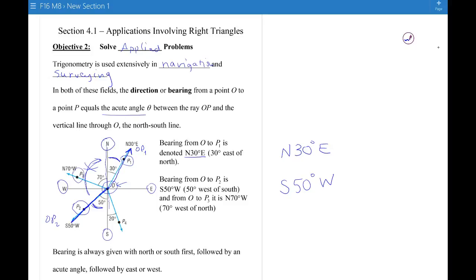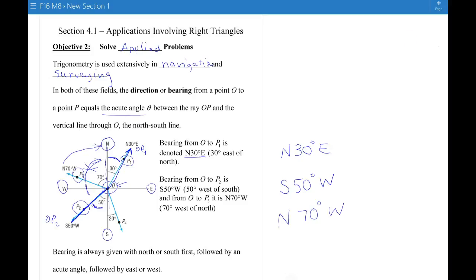Again, we want an acute angle. If we go to the south ray, we'll be going more than 90 degrees. So that's the wrong direction. We need to go to the north. So we know the first part's going to be north. The acute angle is 70 degrees, and then we are west of north. So bearing is always given with north or south first, followed by an acute angle, followed by east or west.